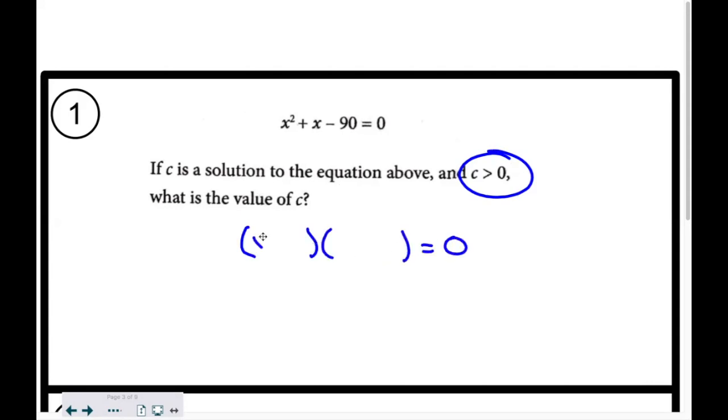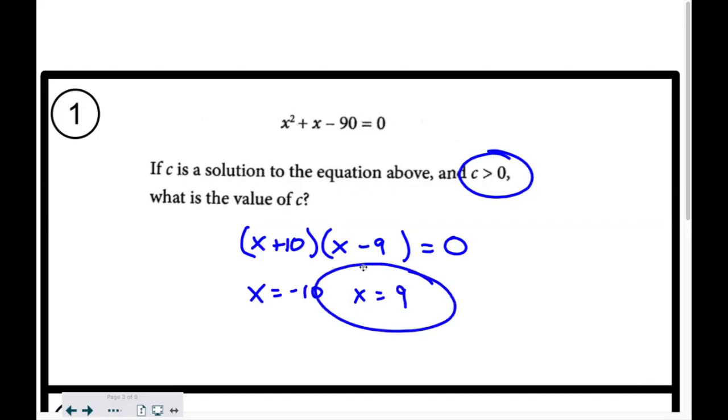And one of them is factoring. So we're just looking for two numbers that multiply to negative 90 and add to 1. And that's simply going to be positive 10 and negative 9. Then you set each factor equal to 0 to get your two solutions. So your two solutions are going to be negative 10 and positive 9. And since they want the positive solution, the answer is simply 9.